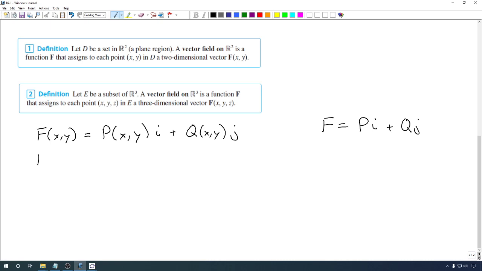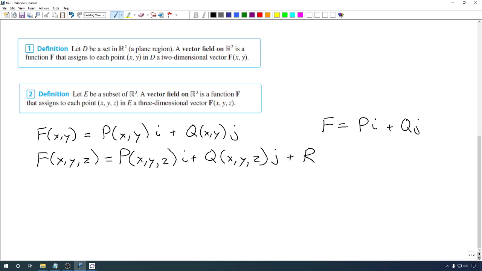For 3 dimensions, of course, we would have 3 functions. We'd have a p of x, y, z times i. We have a q of x, y, z times j. And the next one would be r times k. Or simply f equals pi plus qj plus rk.